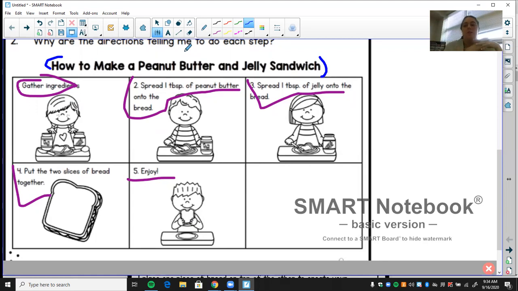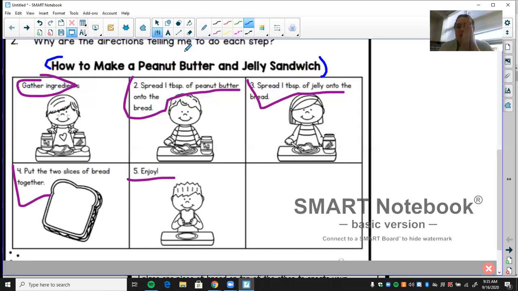So we tell them, okay, you need to gather all the ingredients. Make sure we tell them what the ingredients are. Then we need to put them together. So a teaspoon of peanut butter on here, a teaspoon of jelly on this one, and then put them together and you're done, right? So the directions are important. What happens if I just skip to number 4? If I do number 4 first? What do you think will happen? What do you think?